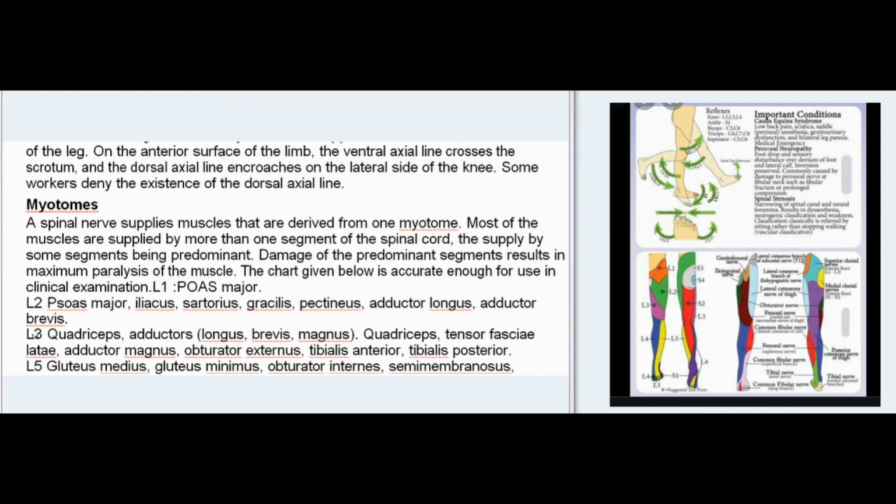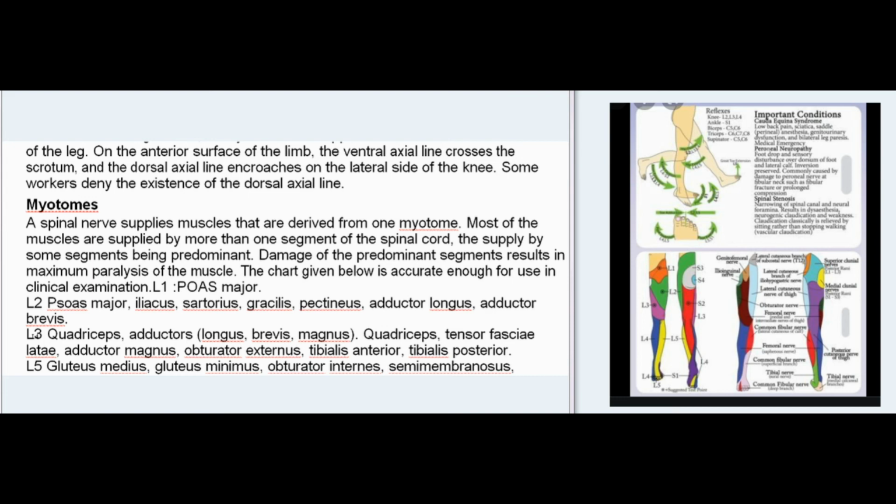Myotomes. A spinal nerve supplies muscles that are derived from one myotome. Most of the muscles are supplied by more than one segment of the spinal cord, the supply by some segments being predominant. Damage of the predominant segments results in maximum paralysis of the muscle. The chart given below is accurate enough for use in clinical examination.